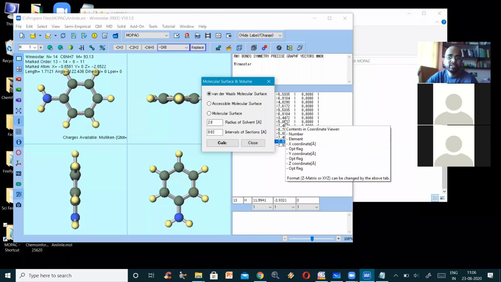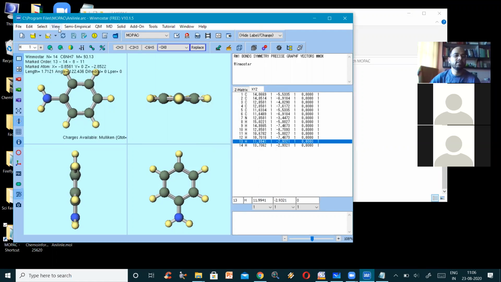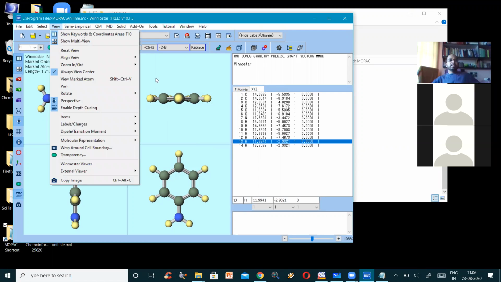Accessible molecule surface means how much it is accessible, whether it is in gas, liquid or solid phase, or just the molecular surface. I just need a molecular surface. Van der Waals surface is larger, molecular surface is smaller. Molecular surface will be only up to this level. See how you can see the molecular surface. The visualization part is there. How you want to view it is given there.